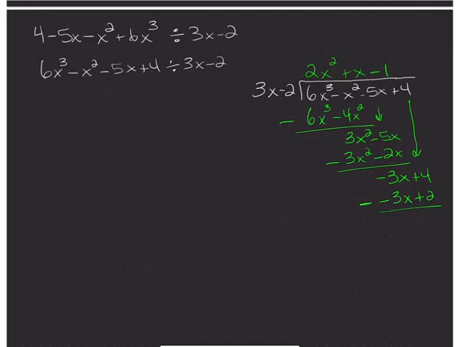Well, what am I going to do? I'm going to be subtracting these. I'm going to throw that out there just so it doesn't look like one big long one. So now I have negative 3 minus a negative 3. Those are going to cancel. And then I have 4 minus 2, which is going to be 2. So that 2 ends up being my remainder. Right? And since that's a positive 2, it would be plus 2 over 3x minus 2.